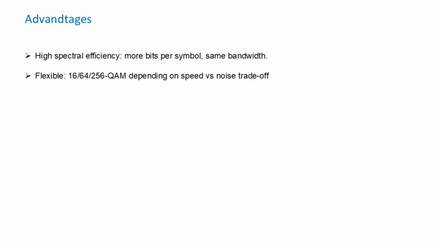Now that we've gone through the 5 key steps of how QAM is generated, one of the main advantages of QAM is its high spectral efficiency. By transmitting multiple bits per symbol, it can significantly increase data rate without requiring extra bandwidth. At the same time, QAM is highly flexible. We can choose different orders like 16, 64, or 256 QAM, depending on the trade-off between speed and robustness. This is why QAM is widely used in modern communication systems such as Wi-Fi, LTE, and 5G.